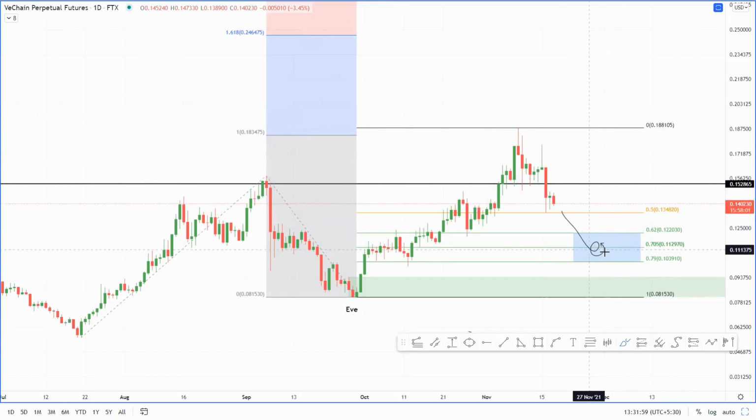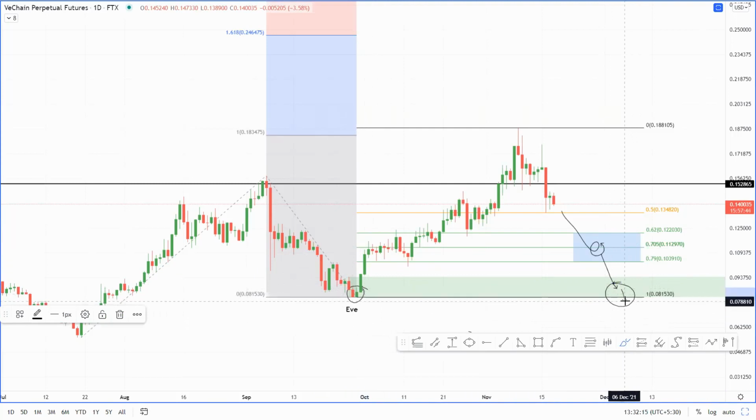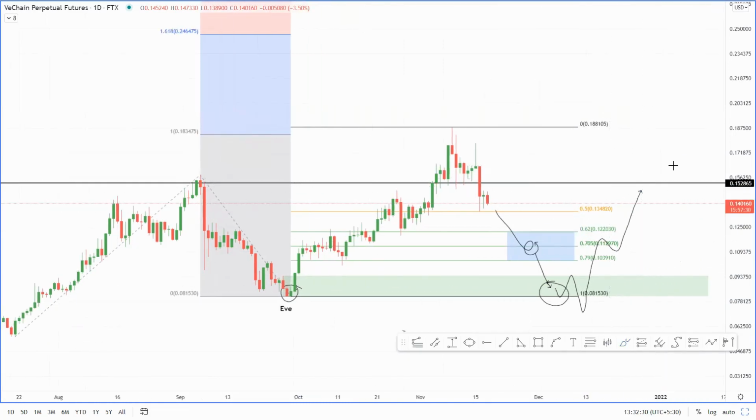But in the case that VeChain doesn't stop here at the 70.5 fib or $0.11, then I would be expecting it to head down into this demand zone here, ranging from 0.08 to 0.09. In this scenario, there would be a double bottom formed. We might get a double bottom and then a wick down to lure the short traders and then proceed to go higher. In which case, I would still be taking profits at the 50 fib at $0.13 or the 0.153 level. So these are the two levels that I'm looking at.